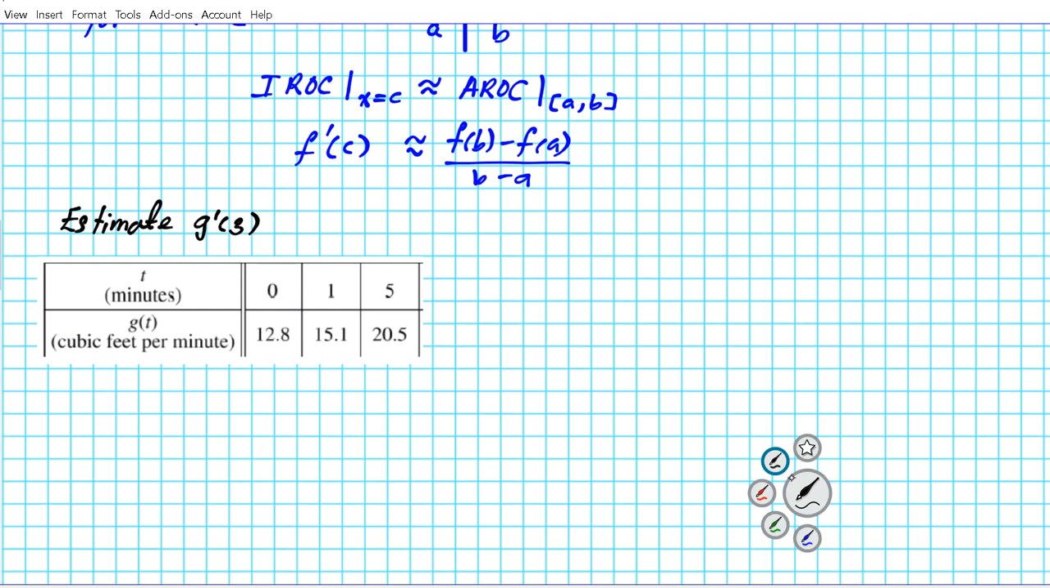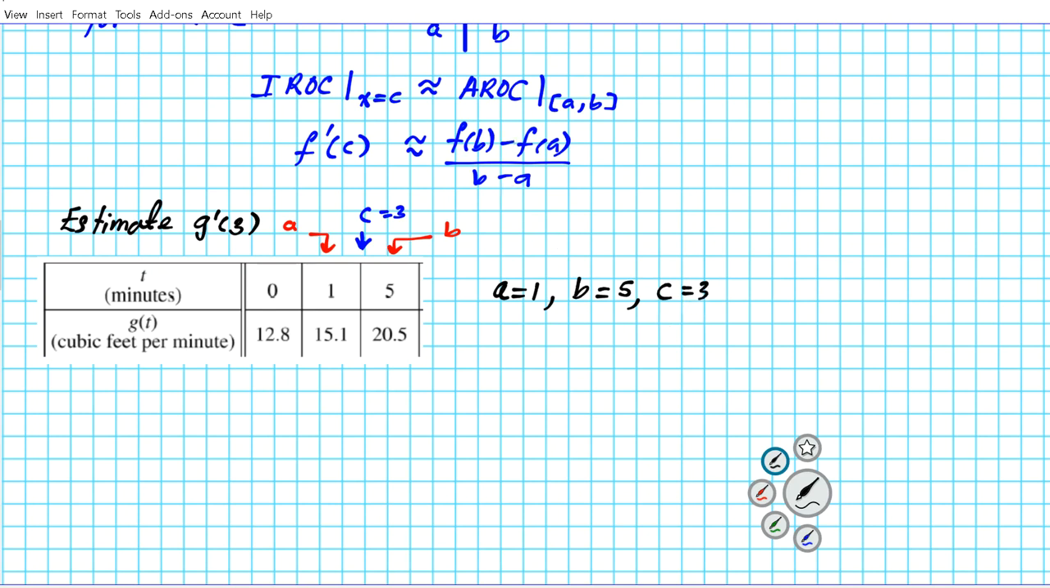So 3 is located where? That c value, which is 3, is located in between 1 and 5. So if c is 3, the interior point right there, then our b is going to be 5 and our a is going to be 1. Let's write that down. So a is 1, b is 5, and c is that point in between 1 and 5 that satisfies this conclusion. So c is equal to 3.